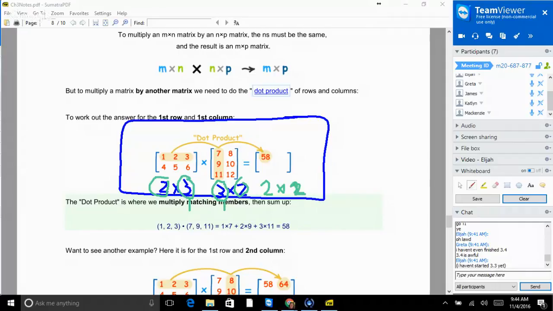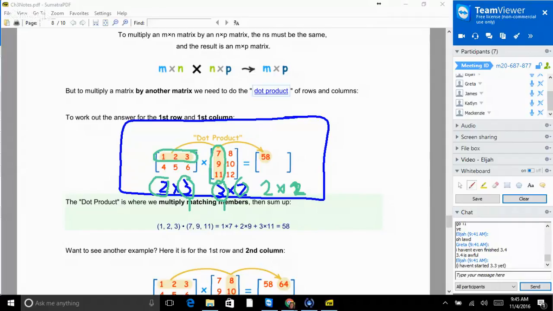Okay, so it's a little hard to think of. That's why I want to introduce it and then we'll go over it again. So what we're going to do, it's kind of crazy. So I'm just going to do 1 today. You're going to multiply this whole first row by the whole first column of the second matrix.